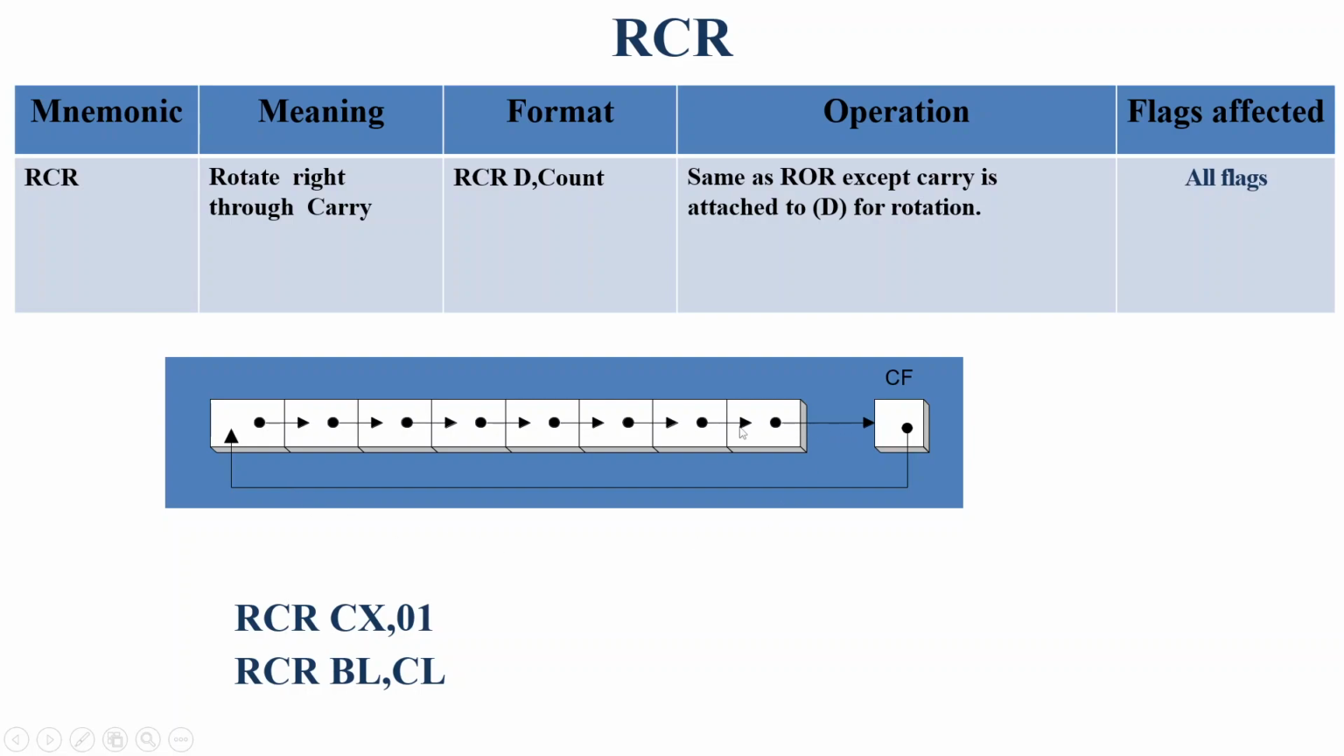When I move towards the right, the carry flag will be moved to the leftmost bit. The example I have taken is RCR CX comma 01. Here the content of the register is rotated once. 01 is the count, the number of rotations to be performed on the register. RCR BL comma CL: the BL content is rotated right based upon the CL content.